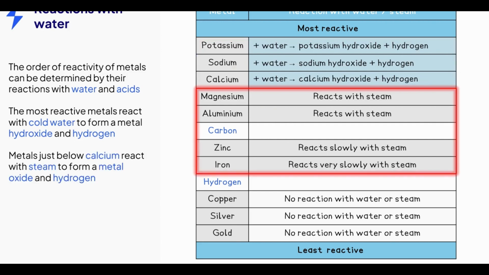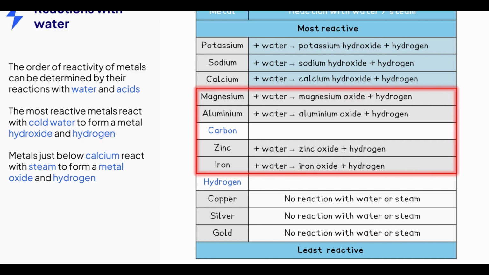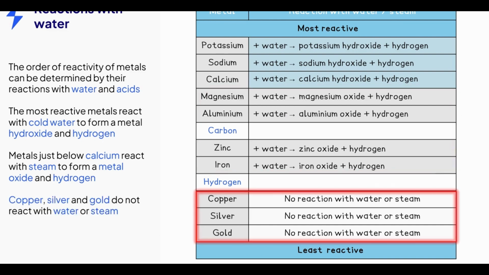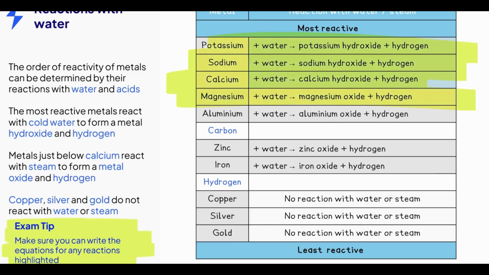Metals just below calcium will react slowly with cold water, but will react with steam. In the reaction with steam, the metal oxide and hydrogen are produced. Note how the word equation does not use the word steam, as this is not the name of the compound. Copper, silver and gold do not react with either cold water or steam. You need to be able to describe the reactions that are highlighted, so make sure that you learn these.